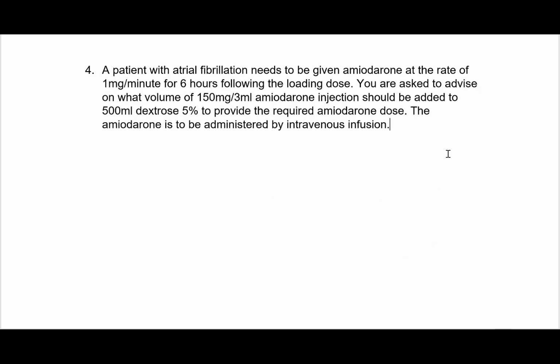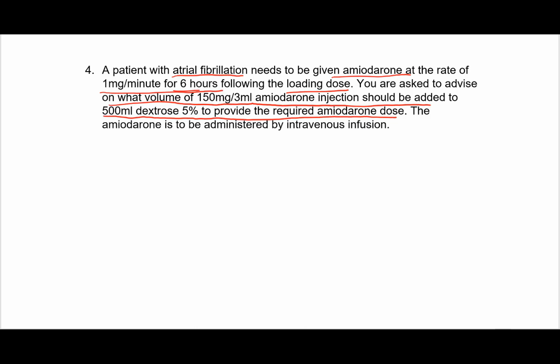So question number 4, a patient with atrial fibrillation needs to be given amiodarone at the rate of 1 milligram per minute for 6 hours. So we have been given an infusion rate and the time of the infusion for the loading dose. You are asked to advise on what volume of amiodarone injection should be added to 500 ml of dextrose 5% to provide the required amiodarone dose. The amiodarone is to be administered by IV infusion.